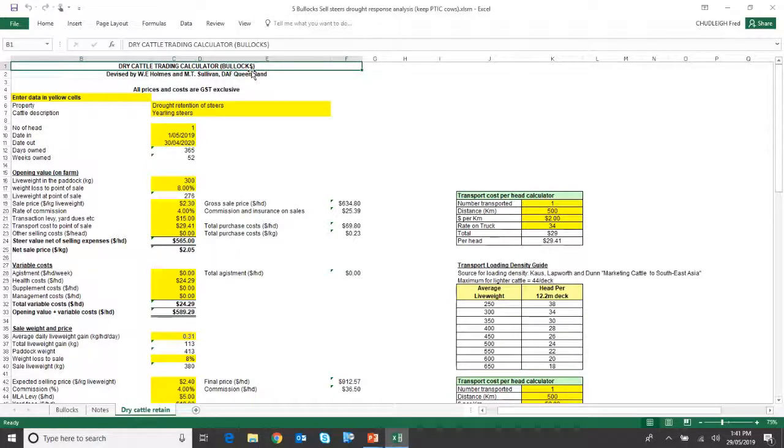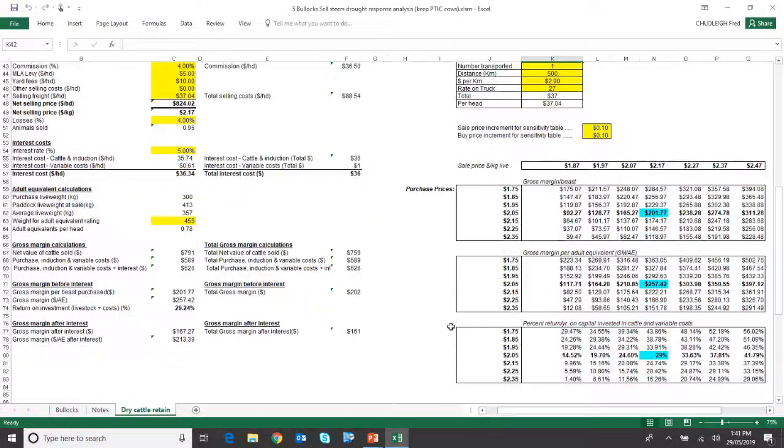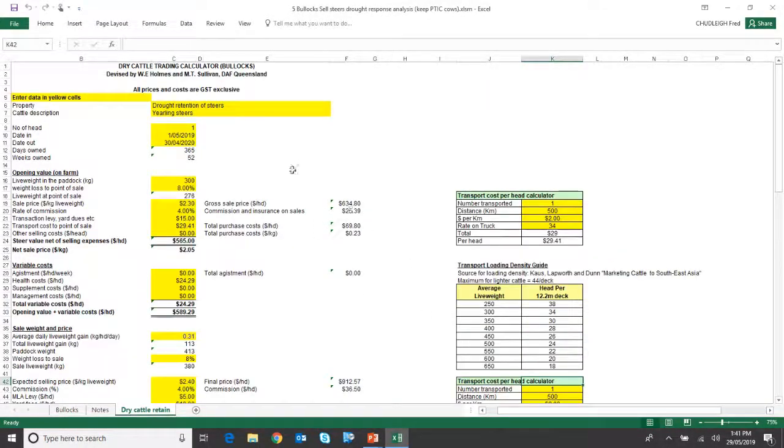Now that does exactly the same thing as the Bullocks spreadsheet, only it's laid out in a little bit more logical fashion, and we can thank young Michael Sullivan from Rocky for working out that layout. I've combined it with the original layout and formulas devised by Bill Holmes and put them together, and it's probably a little bit easier to follow. So we will go through this example again. We've got some boxes over here for transport calculators in and out and things like that. And we've got some sensitivity boxes down there, but let's follow down this.